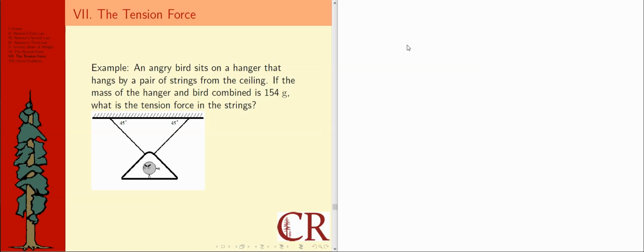An angry bird sits on a hanger that hangs by a pair of strings from the ceiling. If the mass of the hanger and bird combined is 154 grams, what is the tension force in the strings? So we got a nice picture there.